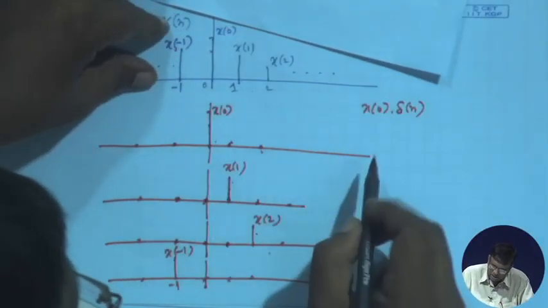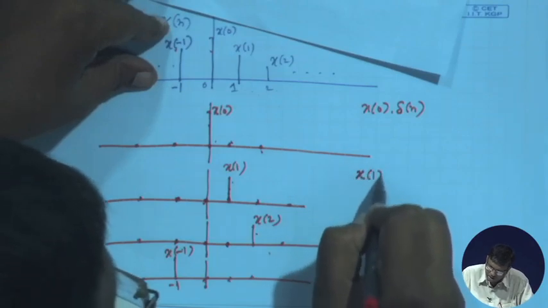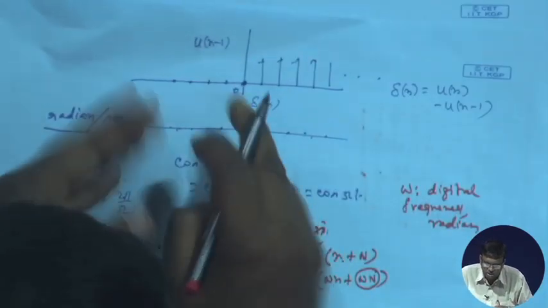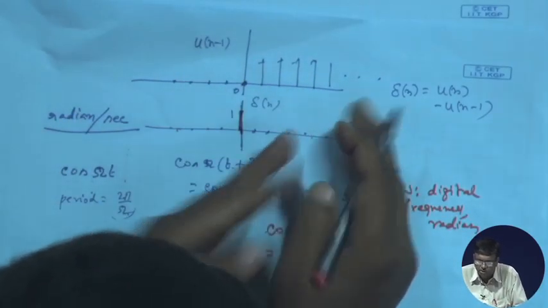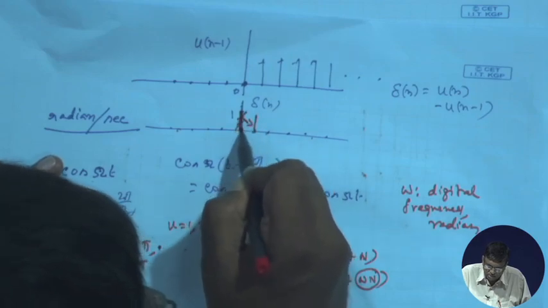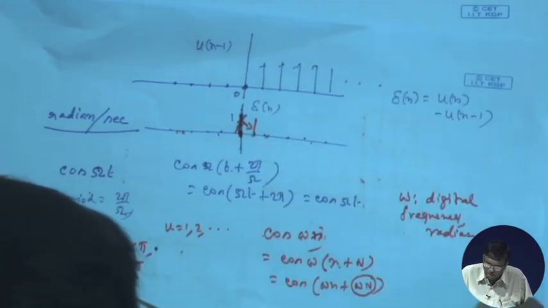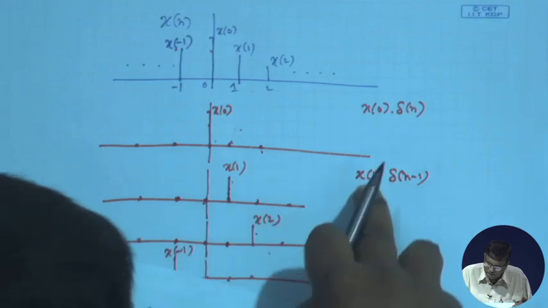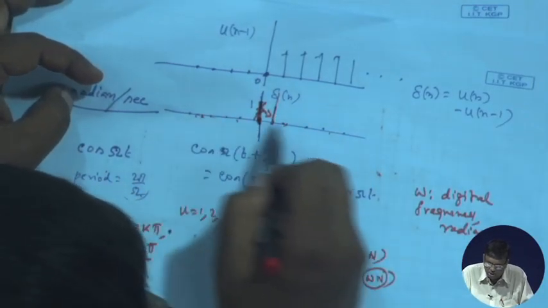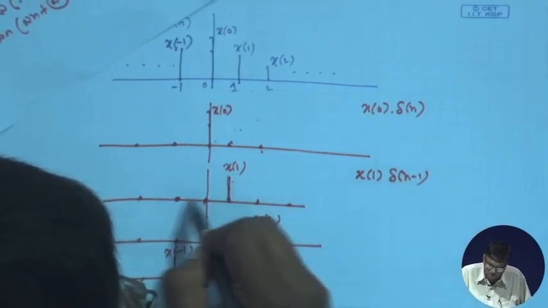Next, this will be x 1 into delta n minus 1. What is delta n minus 1? This sequence will be shifted to the right by 1. This 1 will move here and this will become 0. If you multiply this by x 1, this height will become x 1, all other zeros will remain 0. So, it will become x 1 and zeros.